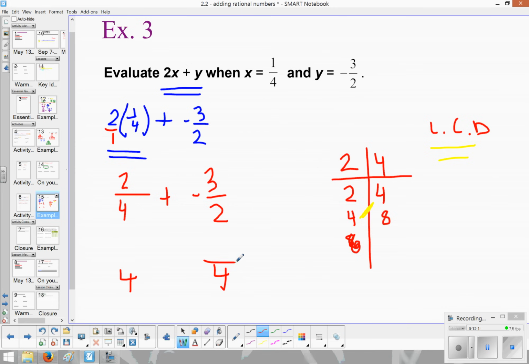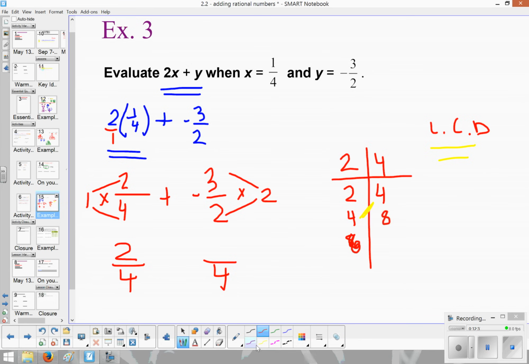So I'm going to put 4 here and 4 here. So we're going to ask ourselves, 4 times what was 4? So 4 times 1. So 1 times 4 was 4 down here. So whatever you do to the bottom, you do to the top. So 1 times 2 is 2. So what do you do here? 2 times what is 4? 2 times 2. So whatever you do to the bottom, you do to the top.